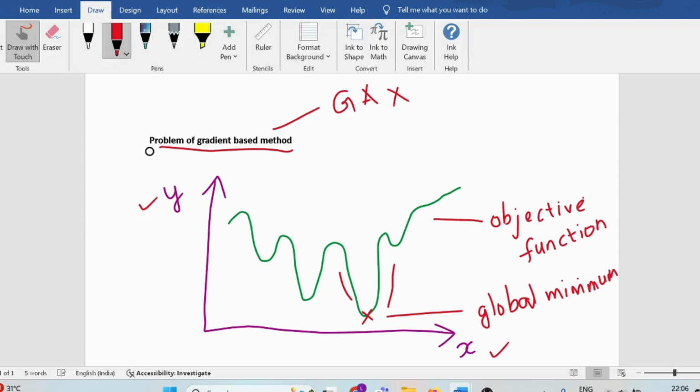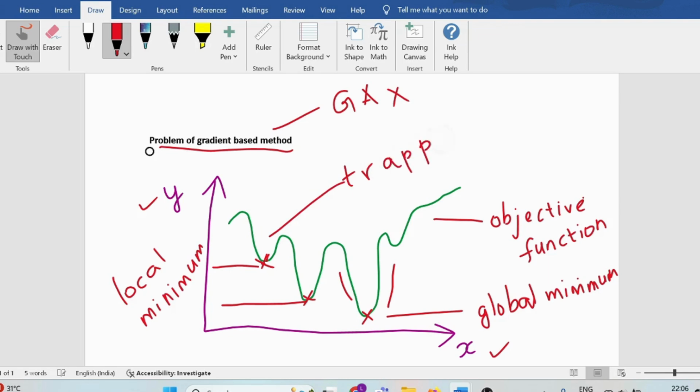But this curve has certain problems. All these points are also minimum values because the values next to them are also increasing. Once it reaches any of these points, these points are called local minimum, whereas our actual solution is called global minimum. Once it reaches the local minimum, the algorithm is going to think that okay, I have reached the minimum value, that is the solution, and it is going to get trapped over there. That is going to give us a solution which is actually wrong.